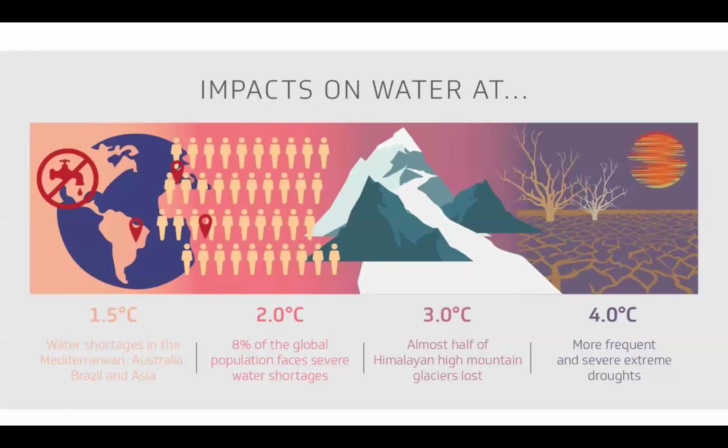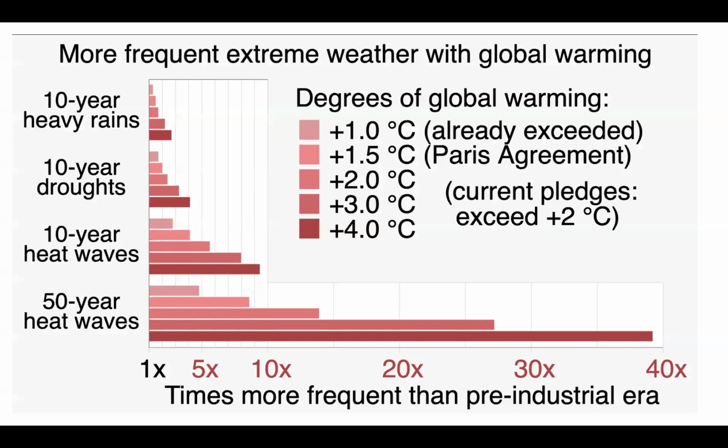So what does that mean? At 3 degrees Celsius, for example, most of the Himalayan glaciers will be lost. At 4 degrees, you're looking at severe and extreme droughts. At 3 to 4 degrees Celsius, a 50-year heat wave event is between 25 and 40 times more likely to occur. A 10-year heat wave is 8 to 10 times more likely. Things change radically in their severity as we reach this.